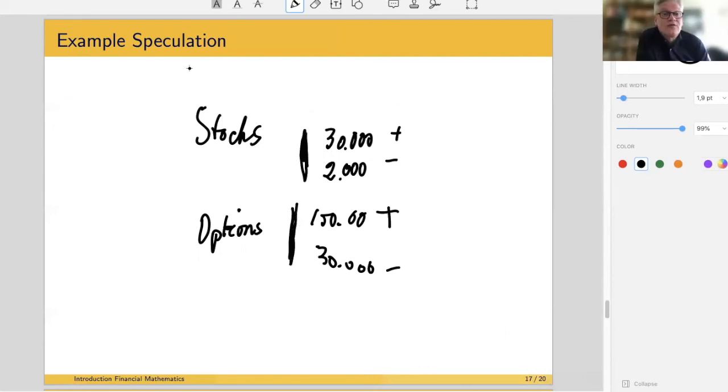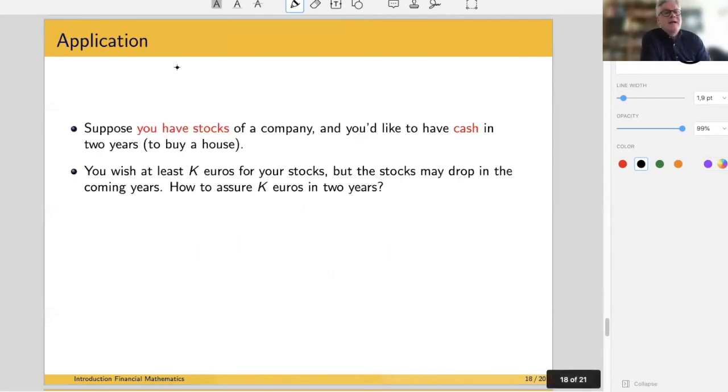In the case of speculation, you gamble that stocks will go up. That's a gamble. But typically, these options are used to hedge, and hedging means insure. You insure your cash flows. It is like an insurance. And I'll give an example here.